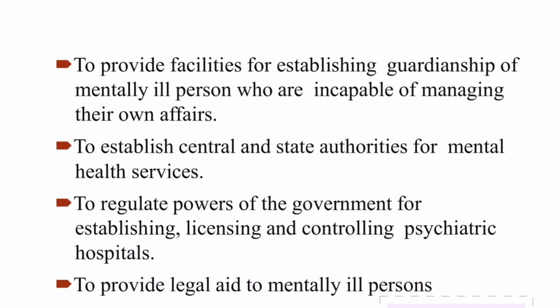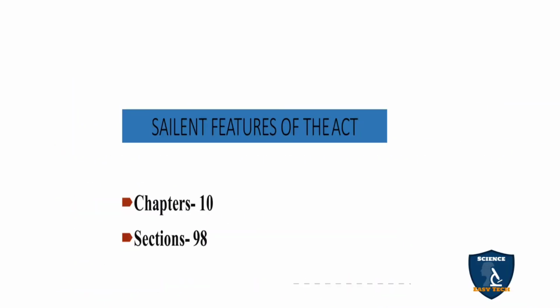Then, to provide legal aid to mentally ill persons. Suppose the person is mentally ill, then legally he has to get some financial aid or physical aid, or some support, for example a legal guardian also can be there. So how all this is going to be taken care of by means of the Indian Mental Health Care Act. So what are all the salient features of the act? The act has 10 chapters and 98 sections. So how many chapters are there? 10 chapters and 98 sections.